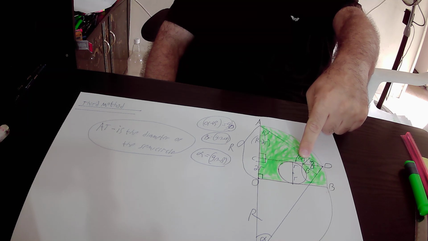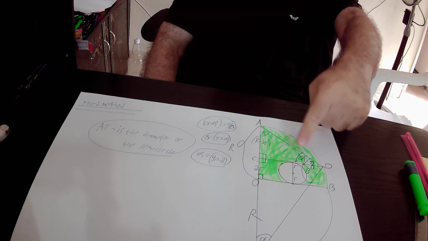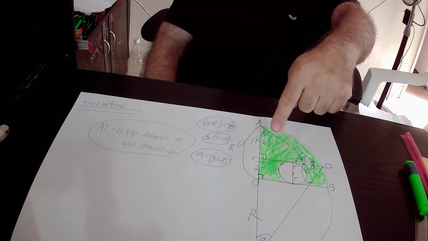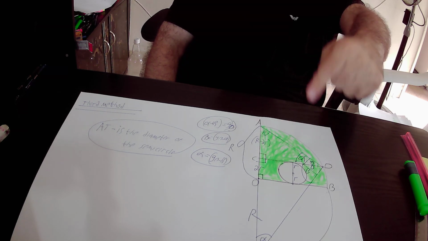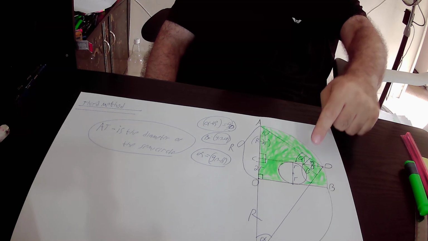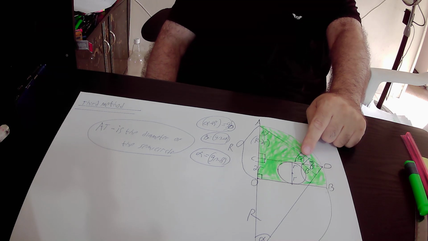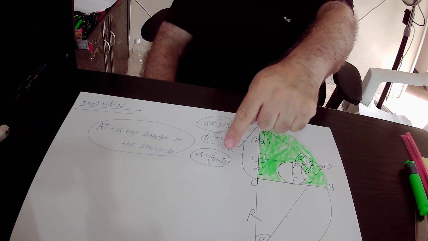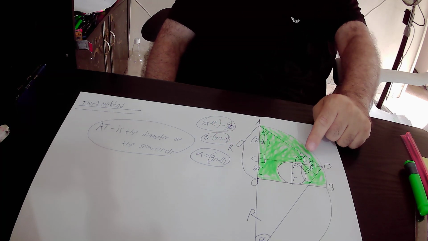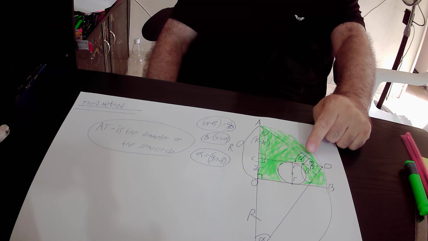Why? Because 90 degrees minus beta plus beta is 90 degrees, and 90 degrees plus 90 degrees is 180 degrees, that is the sum of the angles in any triangle. So this angle must be equal to 90 degrees minus beta, but we already found out that 90 degrees minus beta equals alpha. So we can substitute 90 degrees minus beta here by alpha.